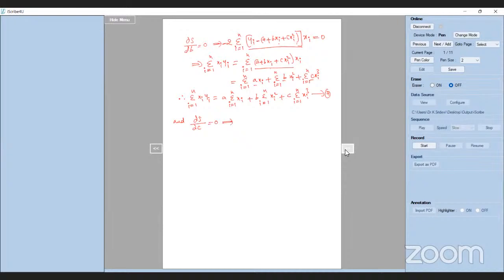So what is this? Differentiate equation 2 with respect to c partially. We get ∂S/∂c. What is the ∂S/∂c value? 2 into summation i equal to 1 to n. Follow the same procedure. Apply the derivative of x to the power n formula. (yi − (a + bxi + cxi²)) into xi².